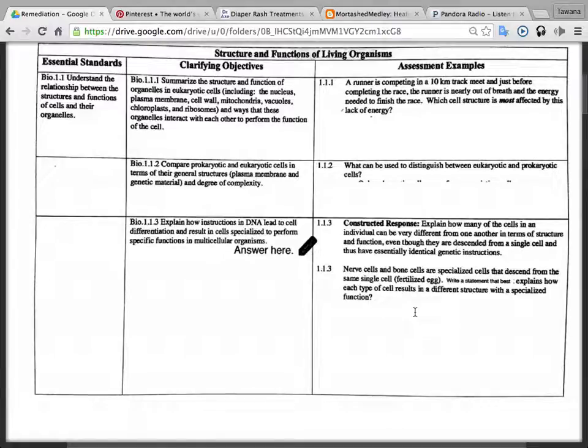All right, read the question out loud. A runner has completed a 10 kilometer track meet, and just before completing the race, the runner is nearly out of breath and energy needed to finish the race. Which cell structure is most affected by the reaction? Okay, now stop. Before we answer the question, let's analyze this sentence and this question.